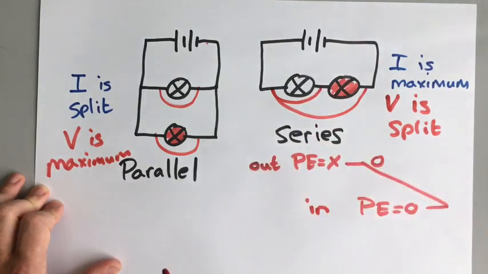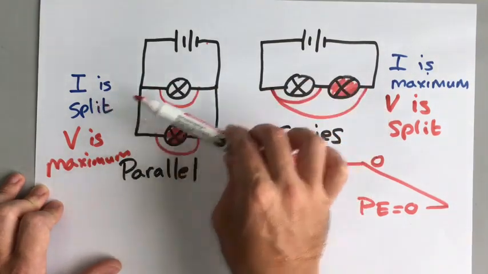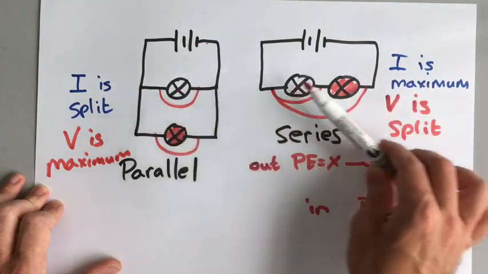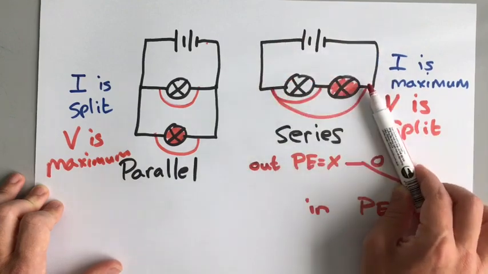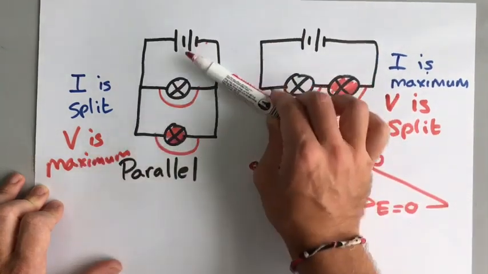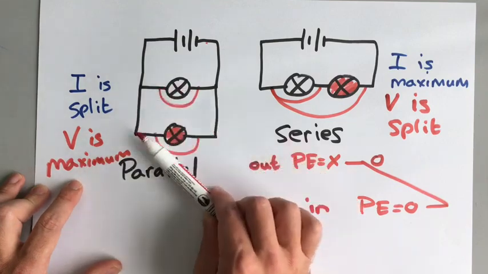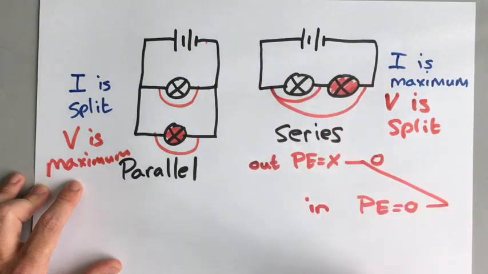So the key thing to remember about that is that in a parallel circuit, the current is split between the two components. In a series circuit, the current is maximum all the way through both of the components. In a parallel circuit, the voltage is at maximum across each of the components, and here in the series circuit, the voltage is split between the two components.